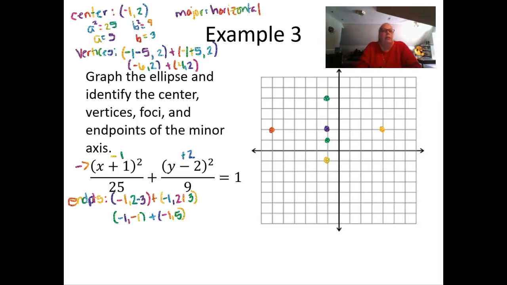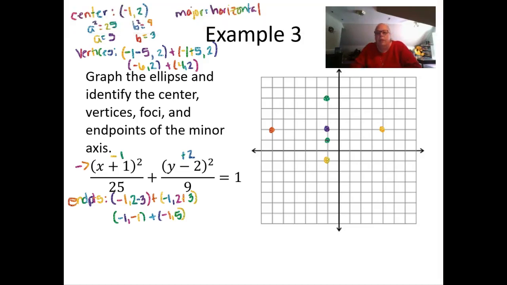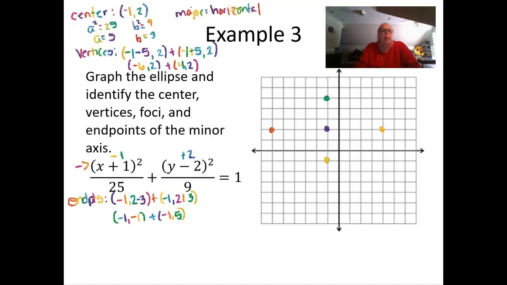Okay. Let's get rid of that extra point right there. We don't need that. There we go.